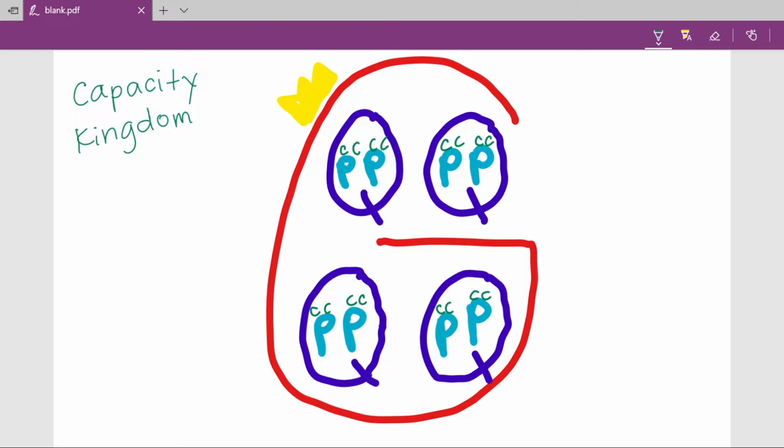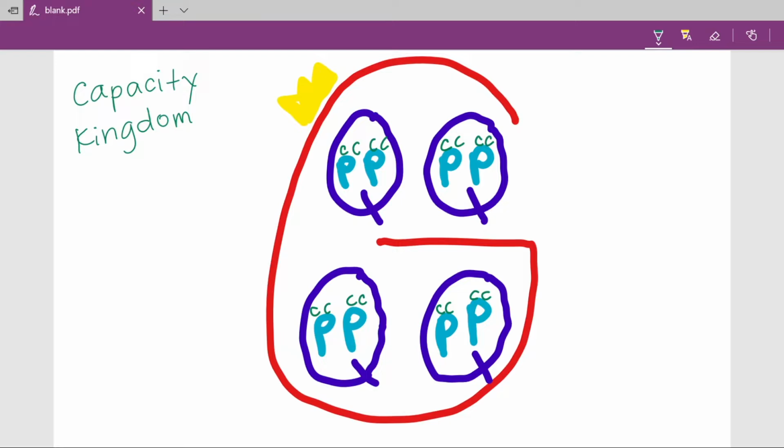Now each quart has a prince and a princess inside of it. Those P's don't stand for prince and princess when we're talking about measurement. They stand for pints. So each quart has 2 pints in it. And then you can see that each prince and princess has 2 crowns, and those little C's, those stand for cups. So each pint has 2 cups in it.